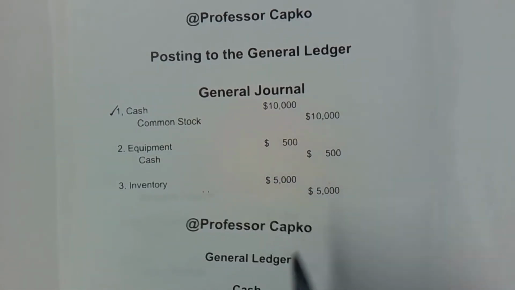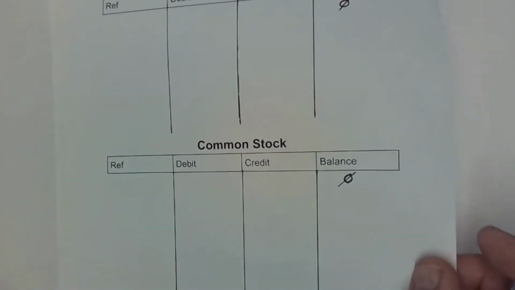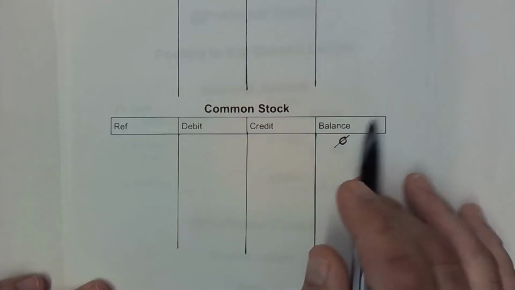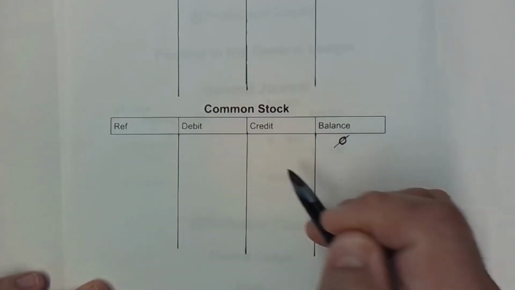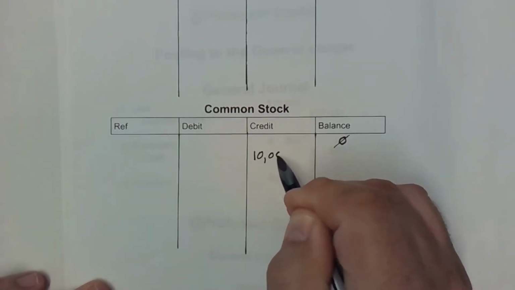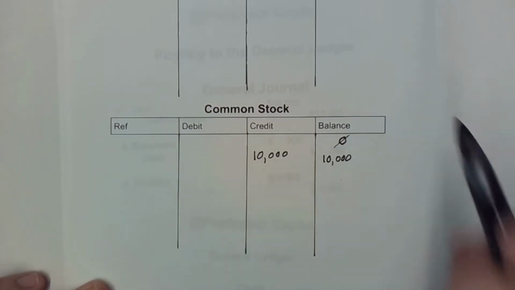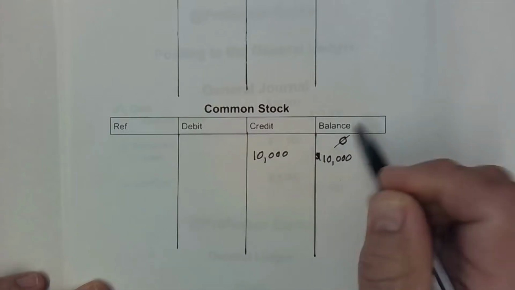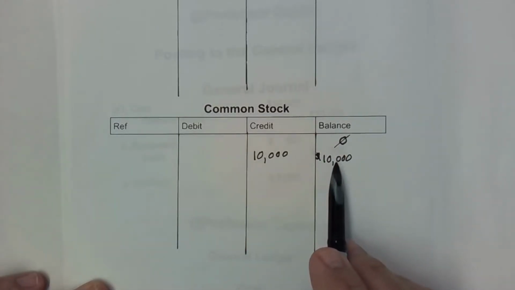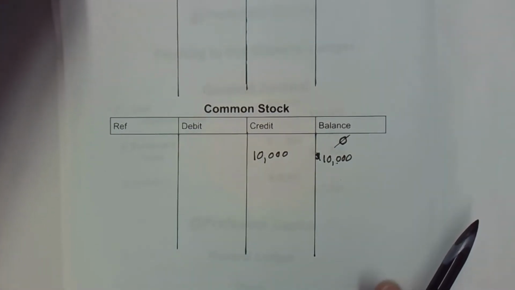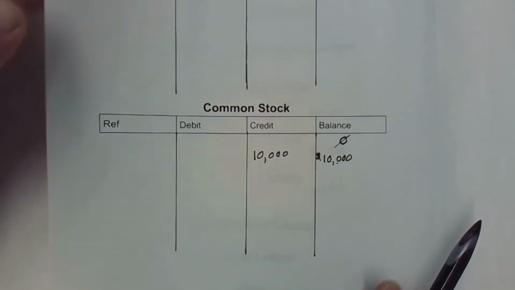We have the cash. Now we need to find the account for common stock. I have that right here. And again, there's a beginning balance of 0. And our transaction showed a credit to common stock for $10,000. And again, our balance here is now going to be $10,000. Even though this is a credit, it's going to just show a balance of $10,000. So that takes care of the first transaction.